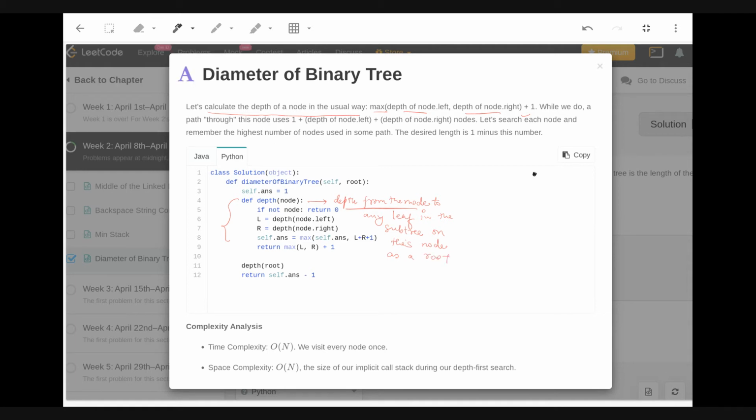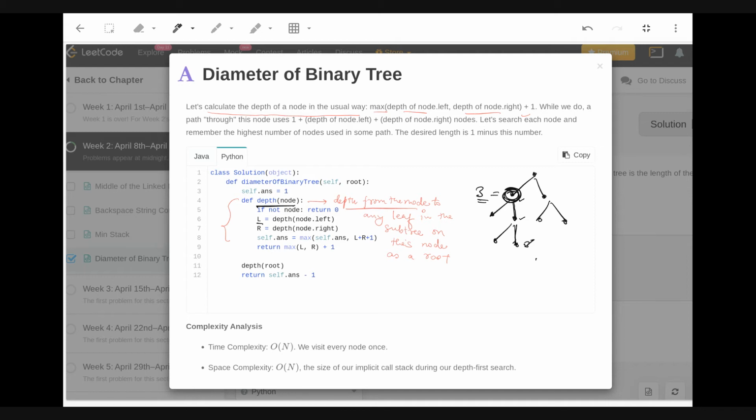Suppose this were to be our tree, and I call depth on this node. It will actually return me 1, 2, 3. So the depth of this node is 3. They are defining the depth of a node in terms of the nodes in the longest path from this subtree. And how do they calculate that internally?